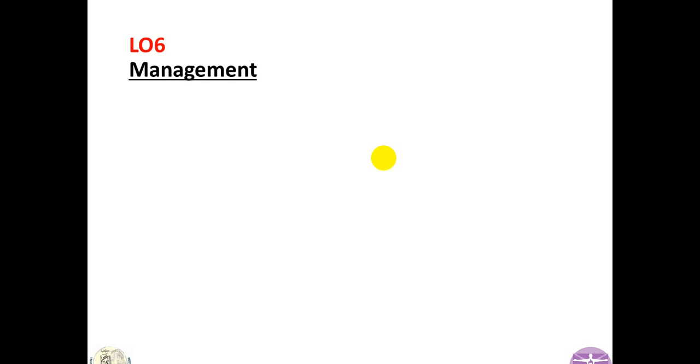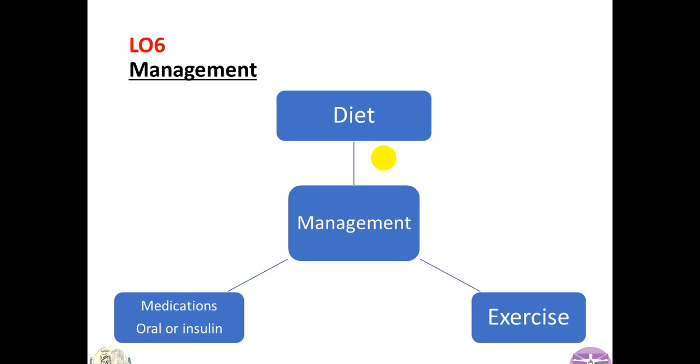How do we manage type 2 diabetes? So there are three main steps or pillars in the management of type 2 or type 1 diabetes. First of all is the diet. Second one is the exercise. And diet and exercise, we call them together lifestyle changes. And then we have the medications. And we have either oral tablets or injectable like insulin.